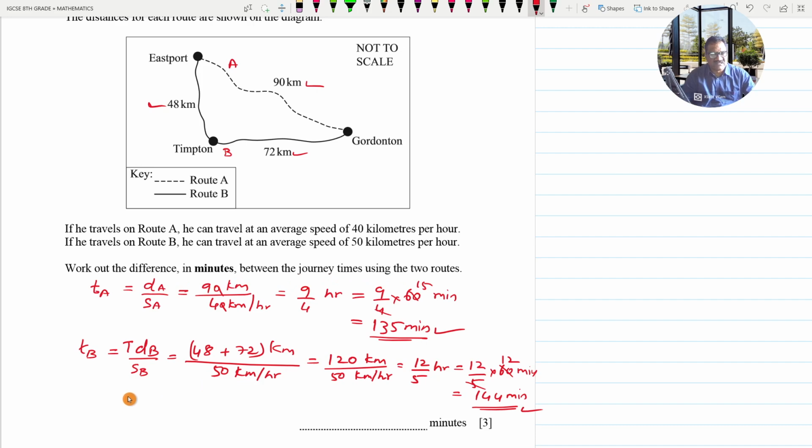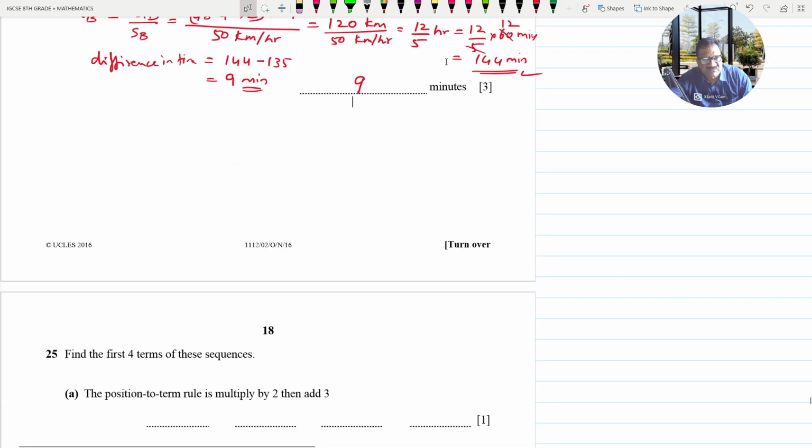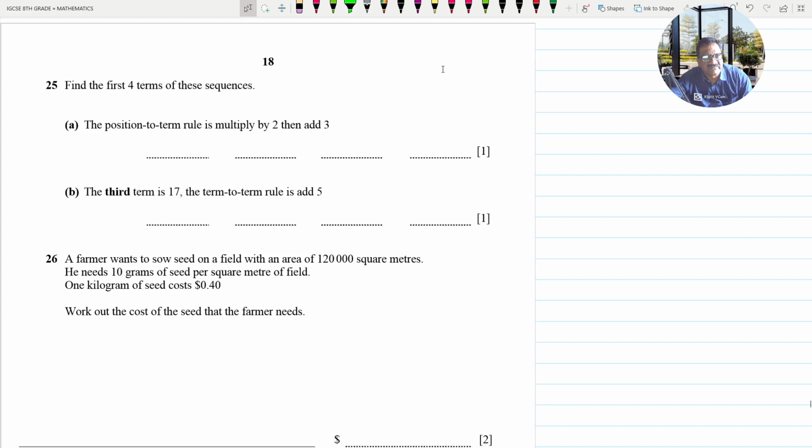So obviously the answer will be the difference in time, which will be 144 minus 135, and that works out to 9 minutes. Okay, so the answer will be 9 minutes, right? That was question number 24. Let us move on to question number 25.